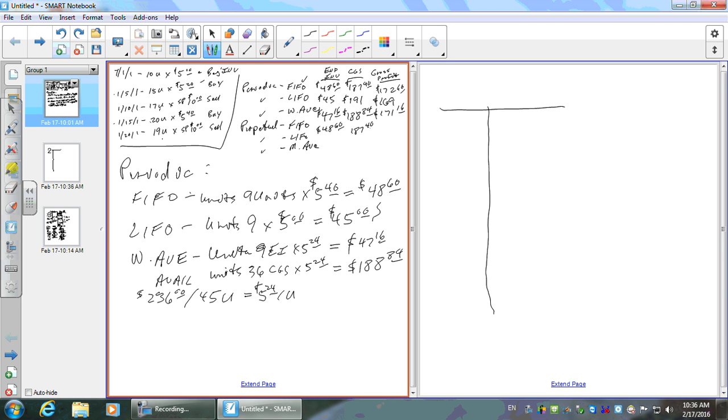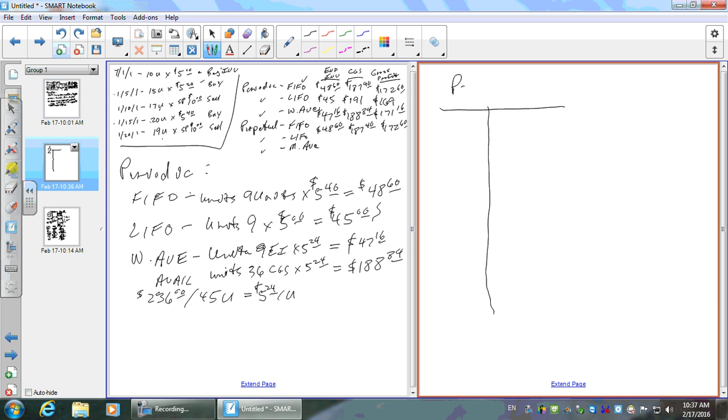Is that right? This is fast. And then gross profit, 17260. It doesn't make any difference. That's nice to know, isn't it? LIFO and moving average are going to be different. Okay, so here we got perpetual LIFO. Okay? We could do FIFO this way too, but we get the same answer, so why bother?